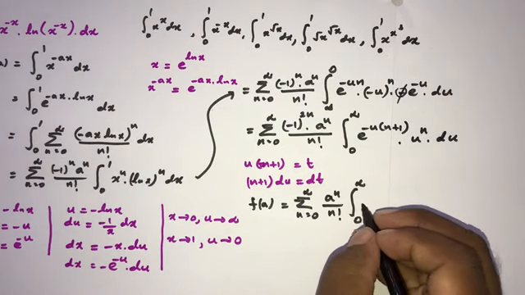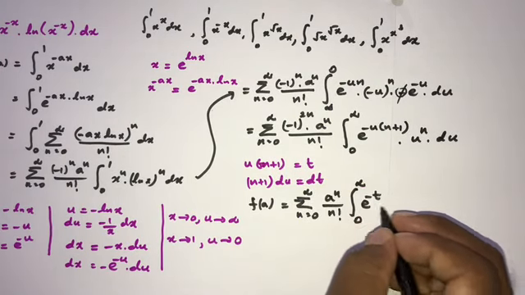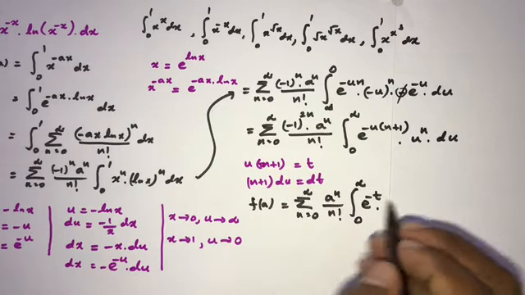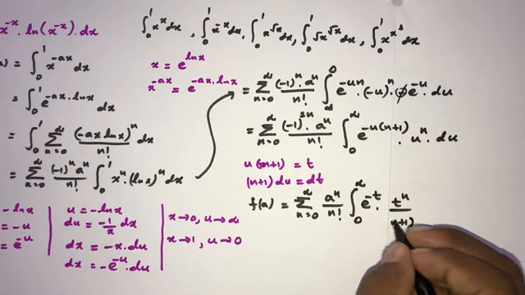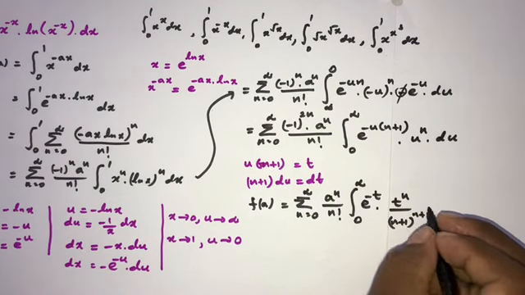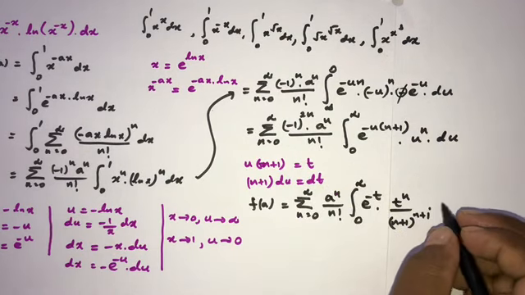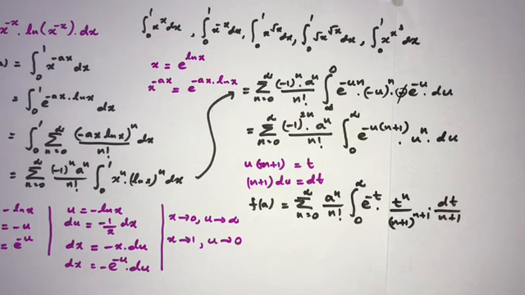Now e to the minus u times n plus 1, we know minus t times u to the n. u is equal to t over n plus 1, so t to the n over n plus 1 raised to the n plus 1 power times du is equal to dt over n plus 1. Du is equal to dt over n plus 1.